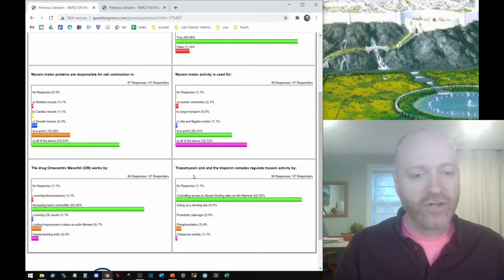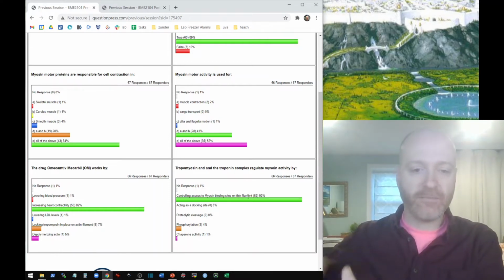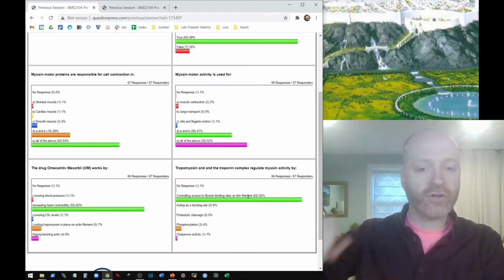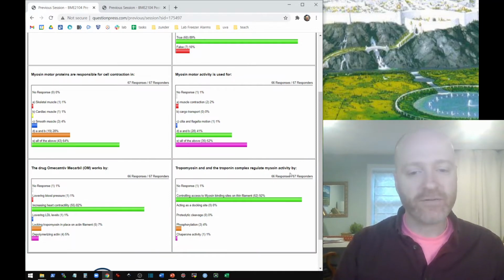And finally, tropomyosin and the troponin complex regulate myosin activity, sorry for the spelling mistake there, by controlling access to myosin binding sites on the thin filament. Remember, tropomyosin wraps around the thin filament and blocks the sites where the myosin motors bind and can then pull together if we're thinking about, say, the sarcomere, for example.